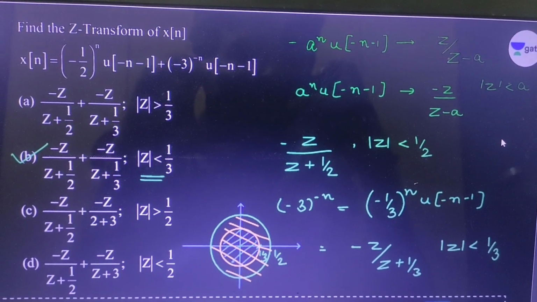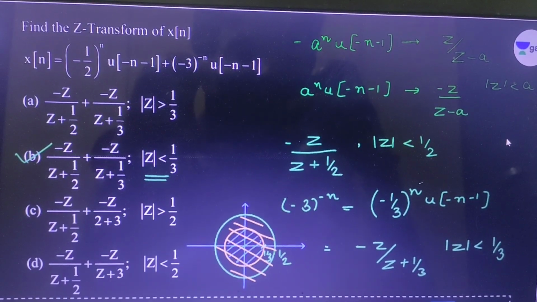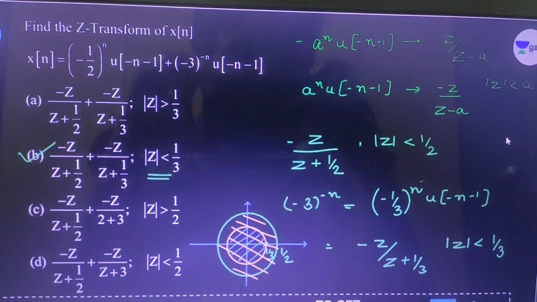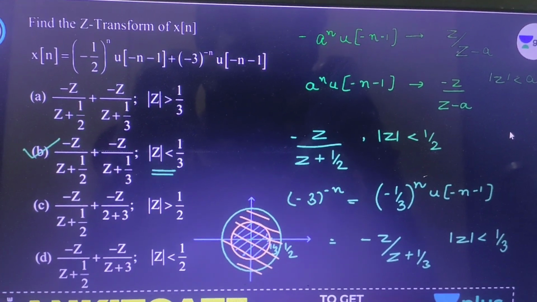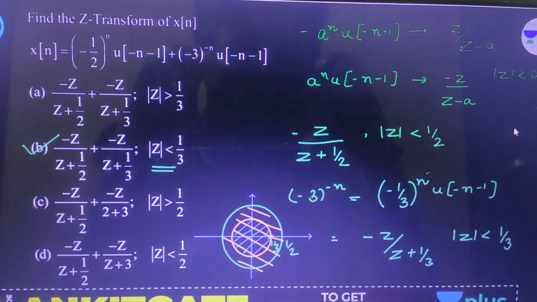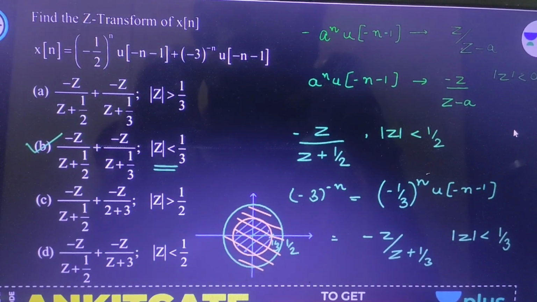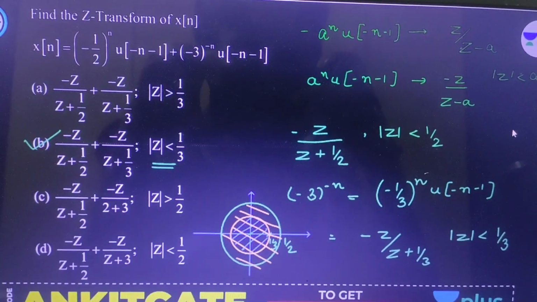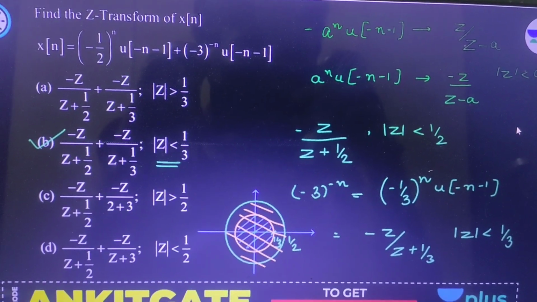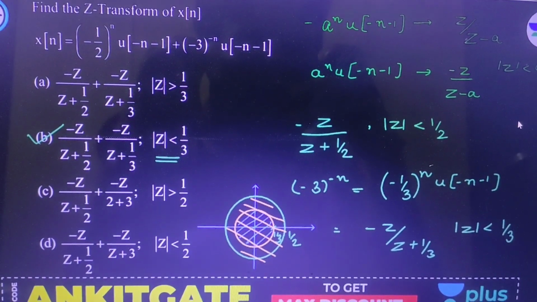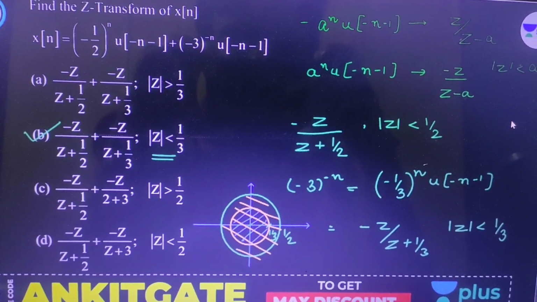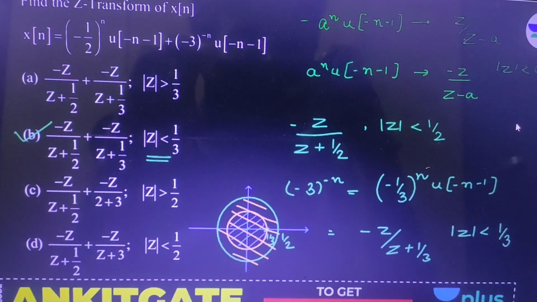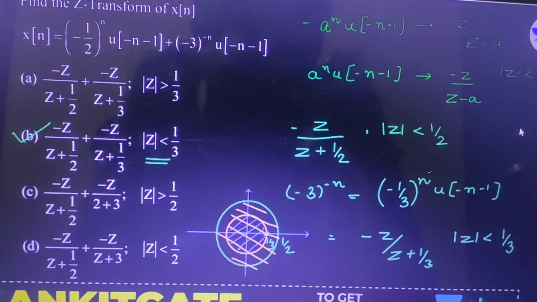So ROC will be outside the outermost pole for right-sided sequences. We will draw the graph by taking 1 by 3 and 1 by 2, where z is less than 1 by 2 and z is less than 1 by 3. So ROC will be inside the innermost pole, that is z less than 1 by 3.